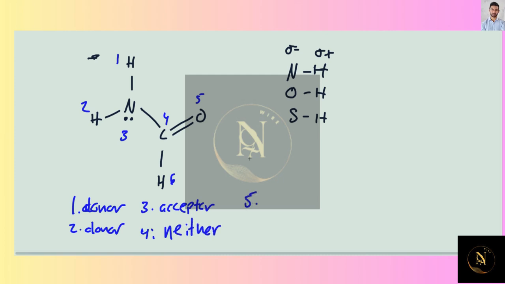Okay, now 5 is an oxygen, and yep, they don't show us, but there is indeed a pair of lone pairs, right? So that's going to make it an acceptor. And finally, we have 6, which is a hydrogen. But this hydrogen is not attached to a nitrogen, an oxygen, a sulfur, a fluorine. It's attached to a carbon, right? So it is not polarized, and it is neither.